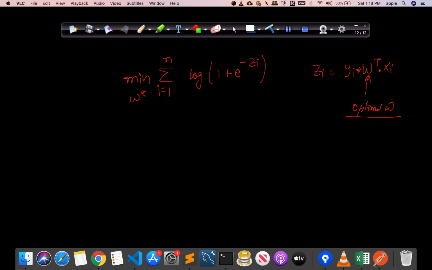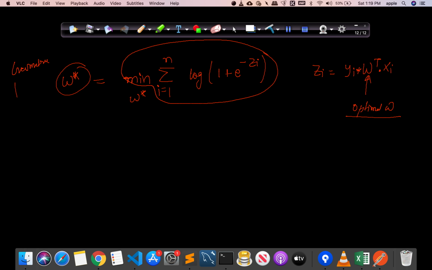So we will write this equation as w star equals to this. This is the convention of writing this. We have to minimize this particular equation to get this particular w. So there is no need to worry about that. We will get used to this convention. Now this is the geometric formulation.